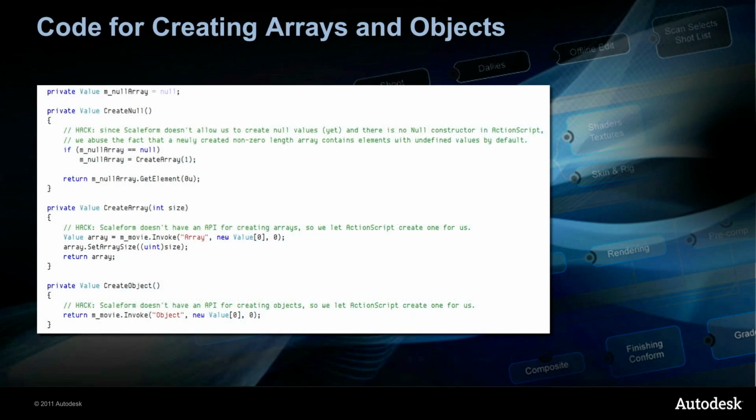But basically, we take advantage of the fact that in ActionScript, if you create an array with one or more elements in it, by default all of the values are initialized to ActionScript's undefined, which is kind of the equivalent of null. And so basically what we do to get a null value is call ActionScript to make a new array, and then we just return the first element. And that's our null.